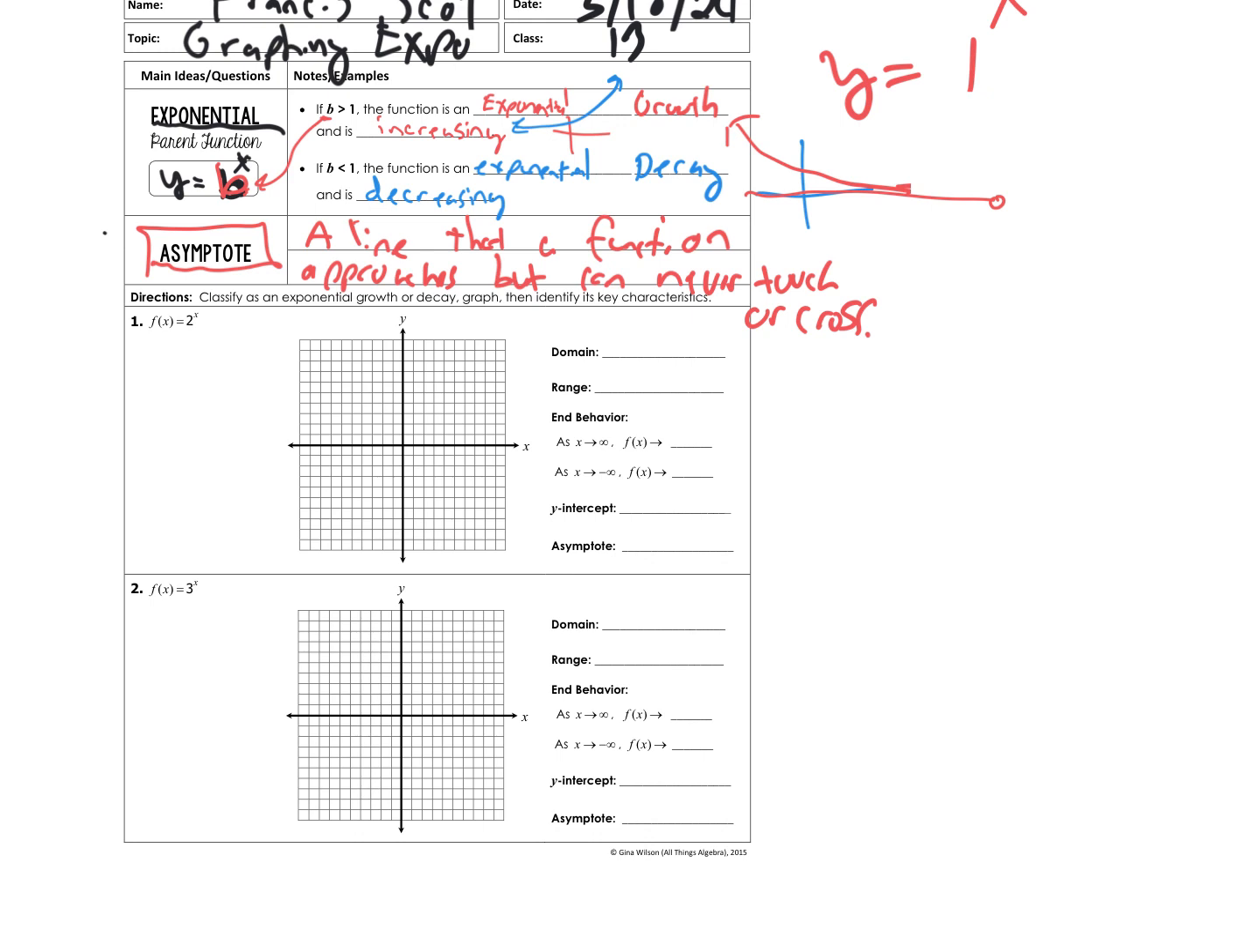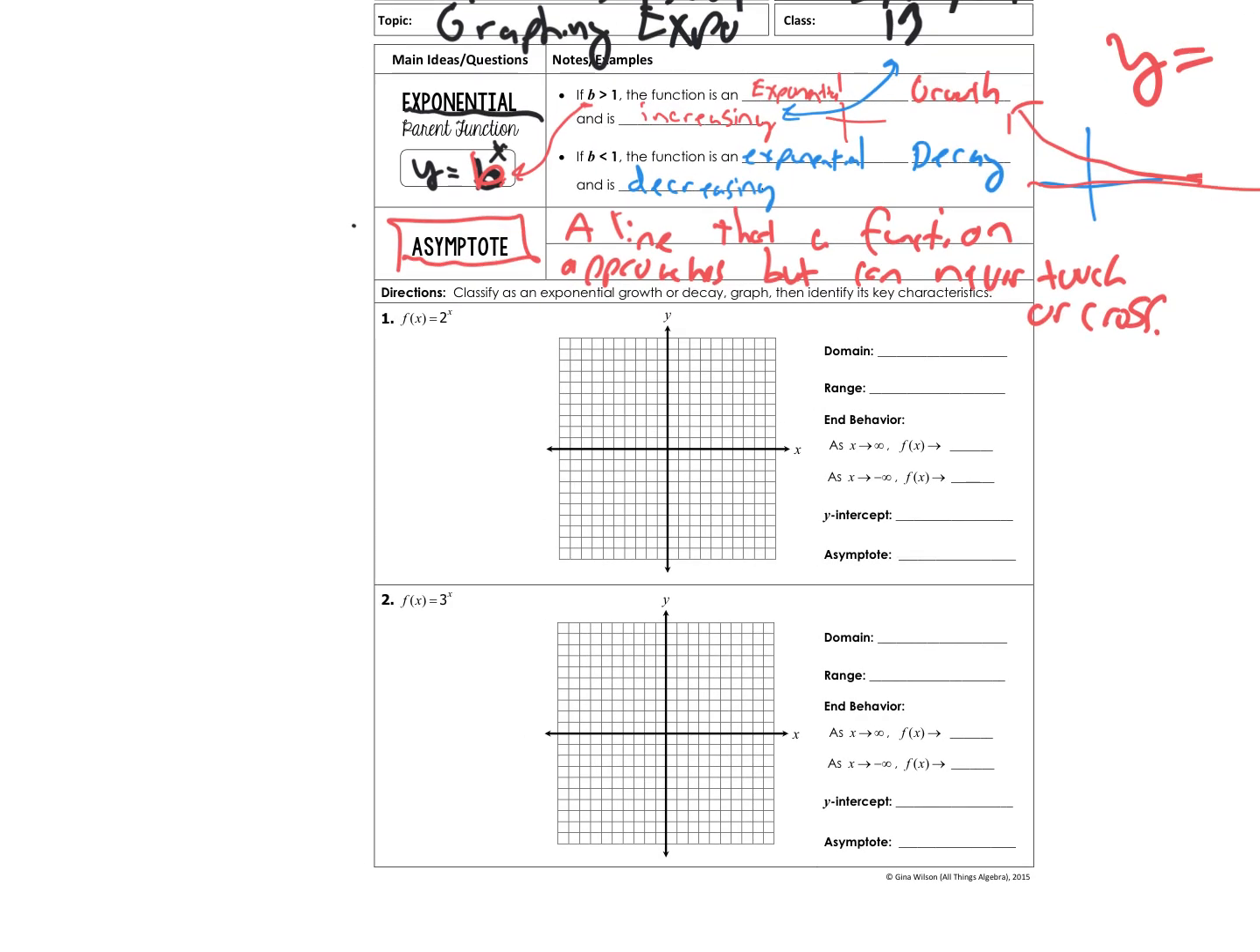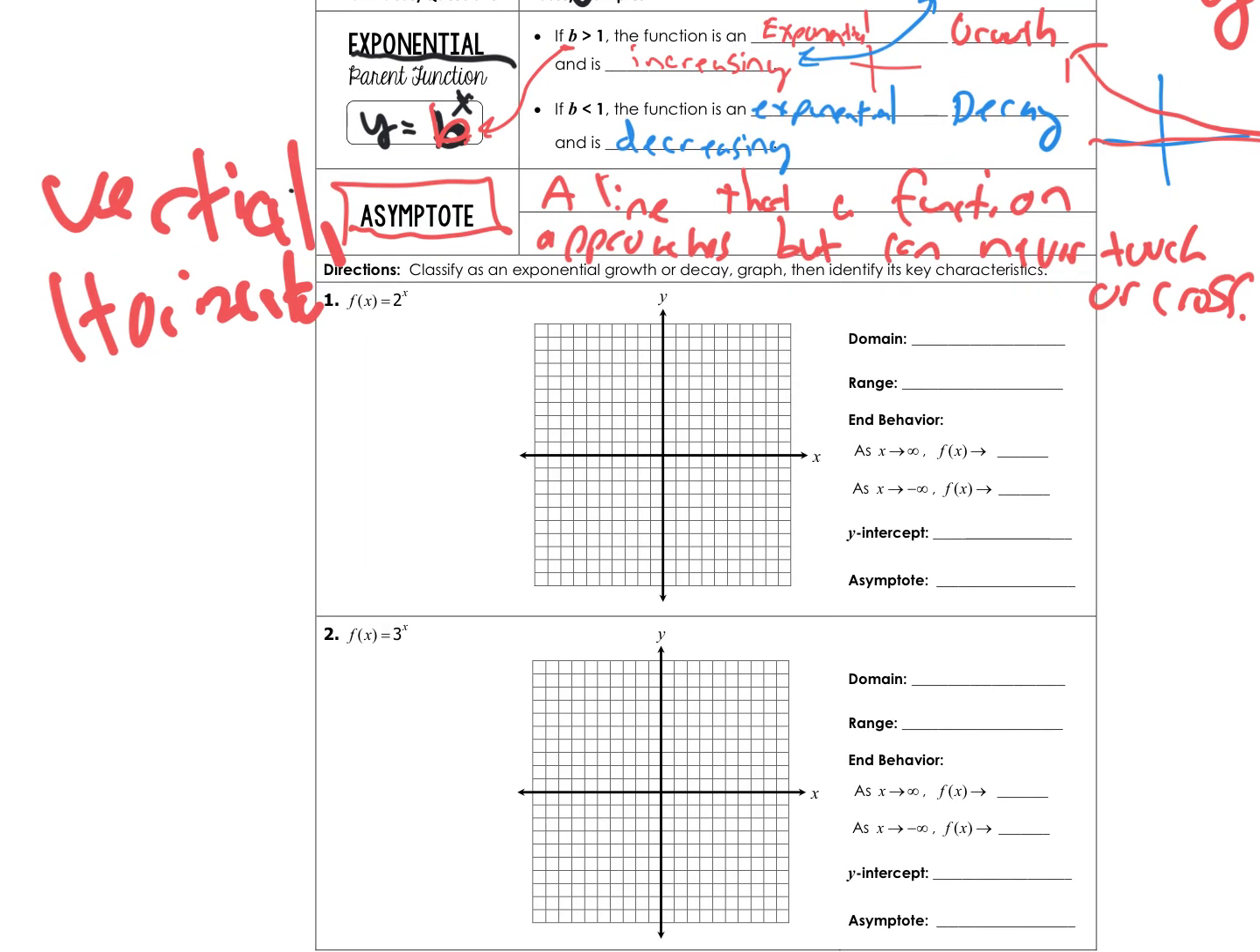Okay? And the one that we're going to deal with, because they can be both vertical or horizontal. Vertical means up and down. Horizontal means left and right, like this, right? So all exponential functions have a horizontal asymptote.